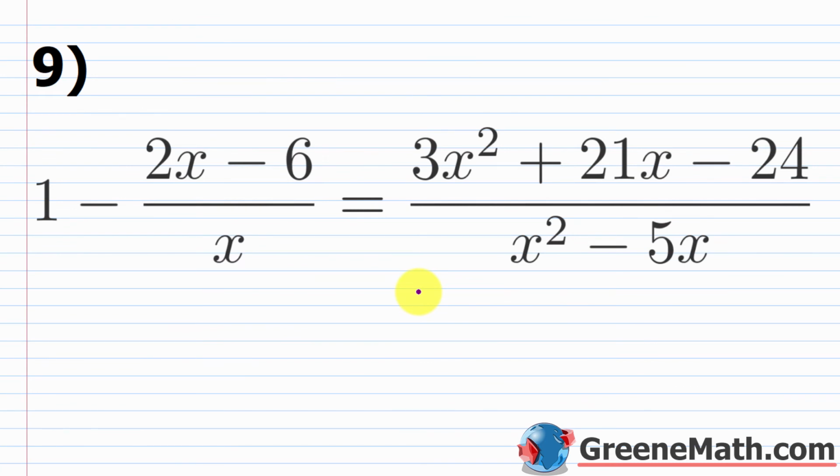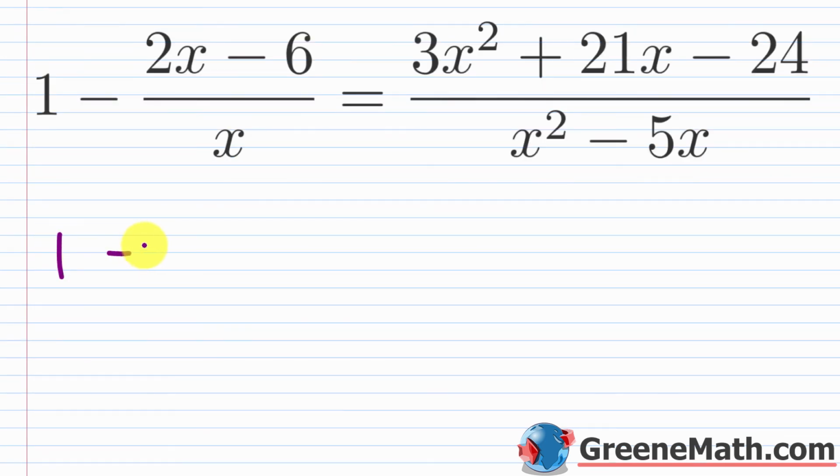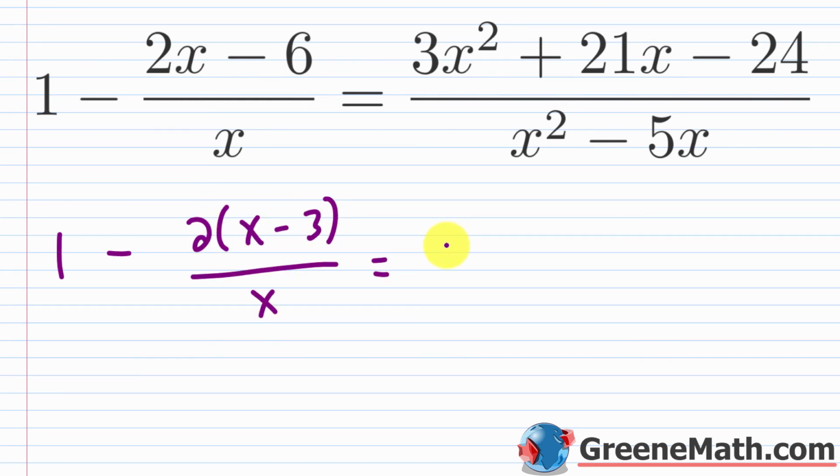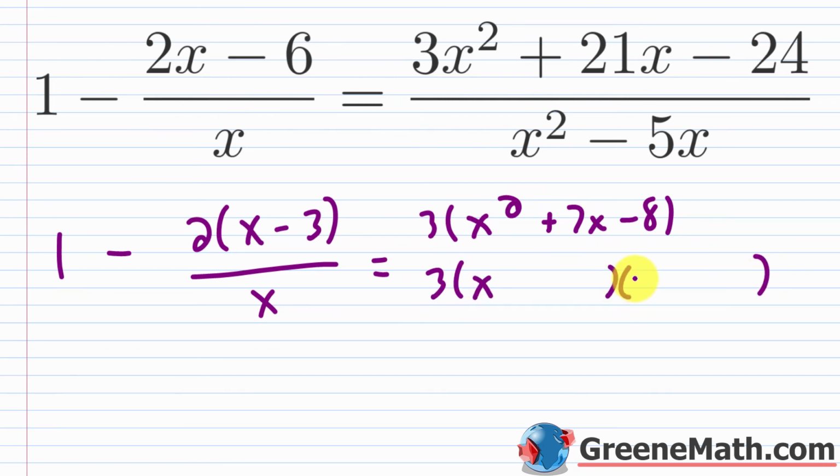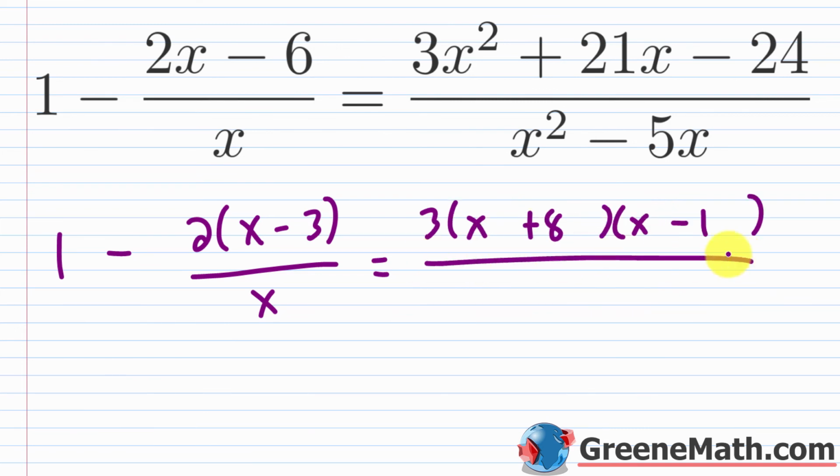All right, let's take a look at problem number 9 now. So we have 1 minus, I'm going to factor this 2 out. So 2 times the quantity x minus 3. This would be over x, and this equals, up here, let's factor out the 3. That would give me x squared plus 7x minus 8. And then you could factor this further. If you want an x here and an x here, and 2 integers whose sum is 7 and whose product is negative 8, well, that's going to be positive 8 and then negative 1. Down here, you could factor that as x times the quantity x minus 5. Now, this is going to be your LCD, right?